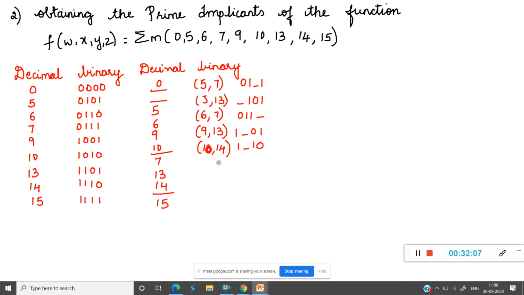So this is 10. 10 with 14 I can compare. So this group is over. Next, this third group should be compared with this fourth group. So can I compare 7 with 15? Yes, I can compare 7 with 15. What about 6 and 14, ma'am? Yes, 6 and 14.